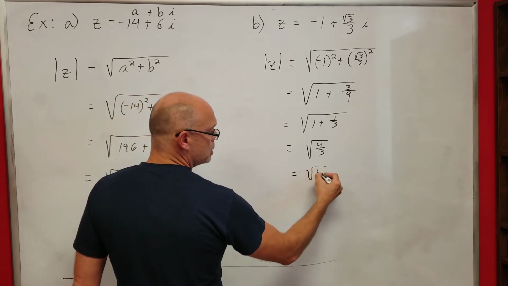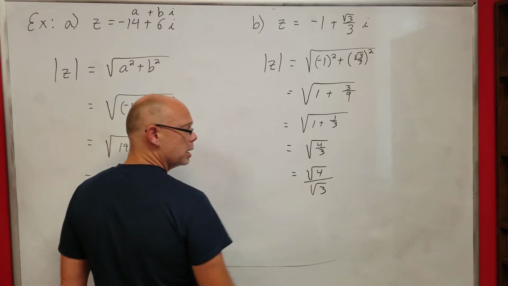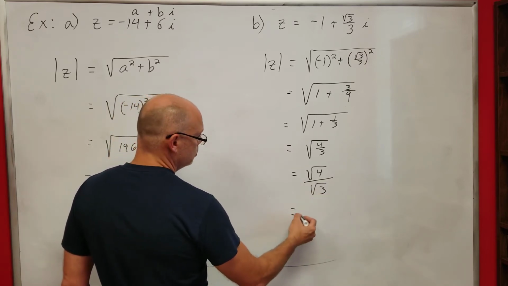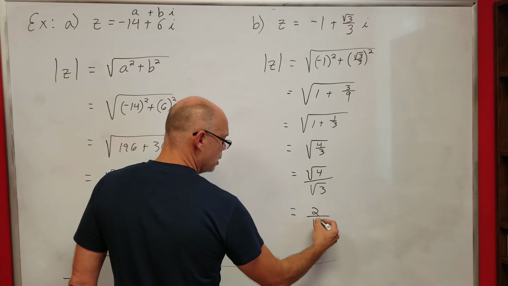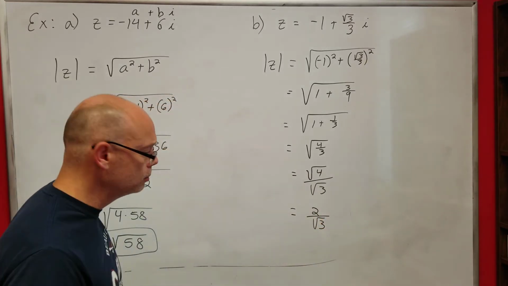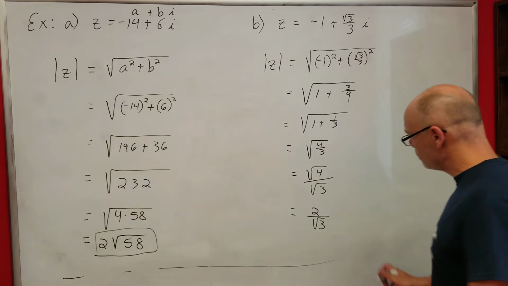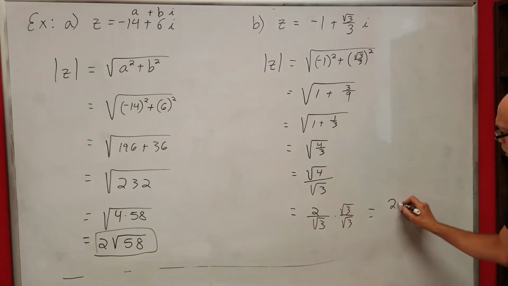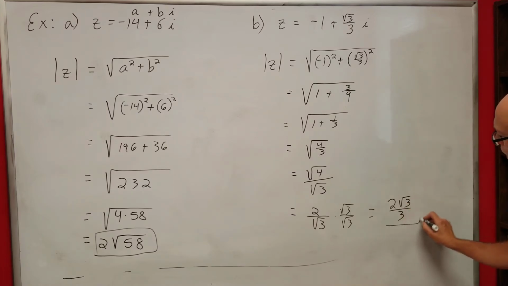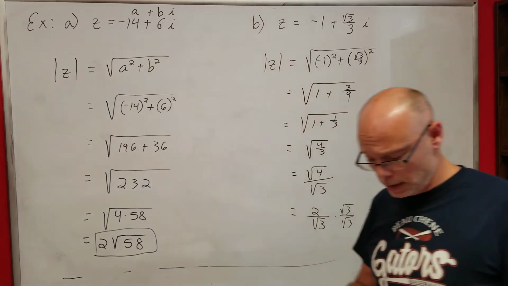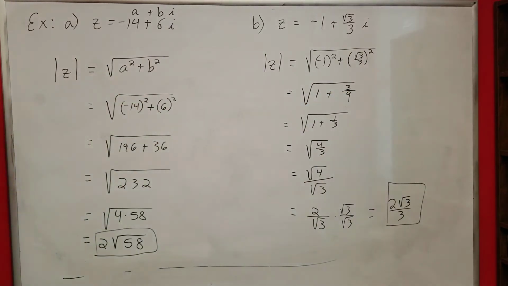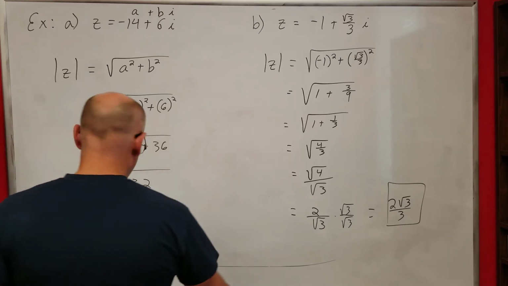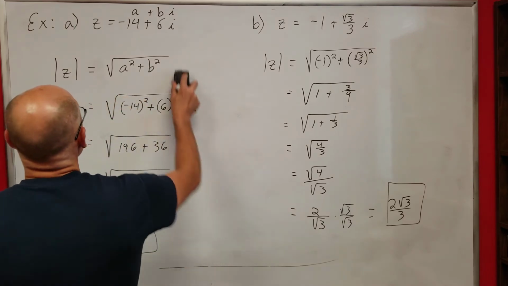Isn't this the same thing as the square root of my numerator over the square root of my denominator? The square root of 4 is 2. I can't take the square root of 3, so it stays like that, right? Now, if we rationalize our denominator, we'll multiply the top and the bottom by the square root of 3. And what does that give me? 2 square roots of 3 over 3 is the modulus of this complex number. All right, I'm going to skip the other part. I was just showing you how things were derived there.